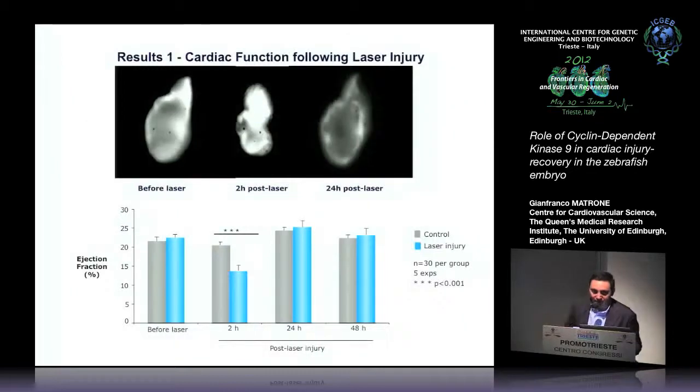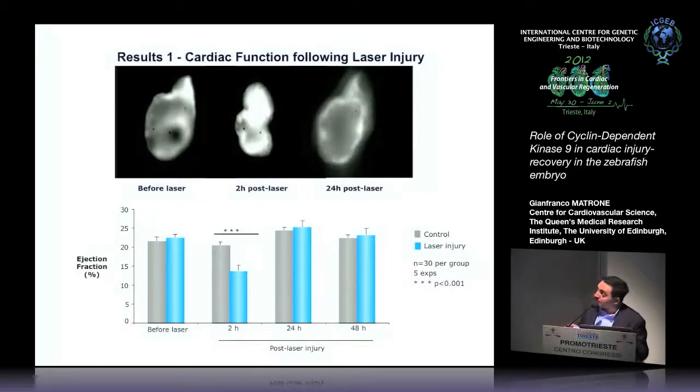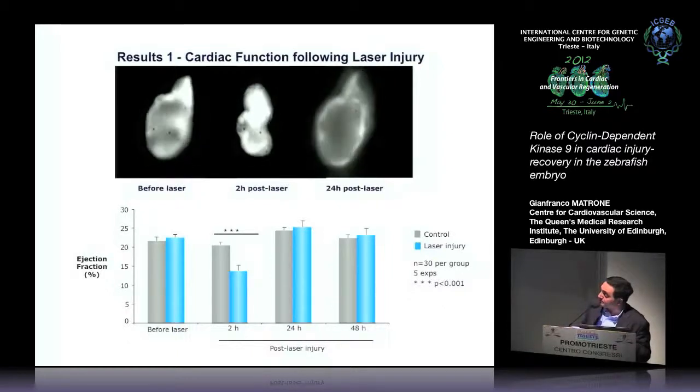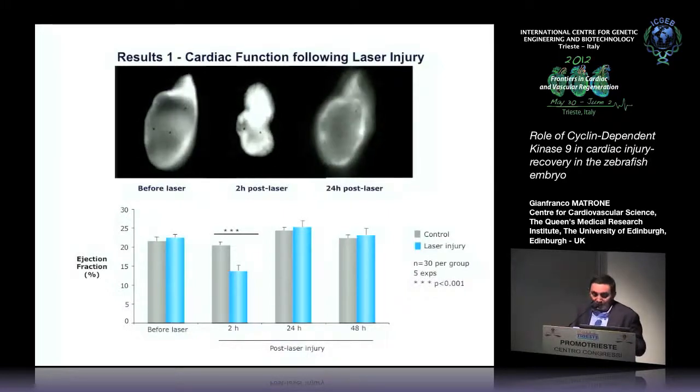So for the cardiac function, ejection fraction was assessed for each individual embryo at each of these 4 time points. In fact, these black and white videos captured under fluorescent light show exactly the same ventricle at a different time point. And overall, following laser injury, you can see that the cardiac function showed a dramatic decrease at 2 hours post-laser. At 24 and 48 hours post-laser, injured embryos show values of ejection fraction comparable to control.